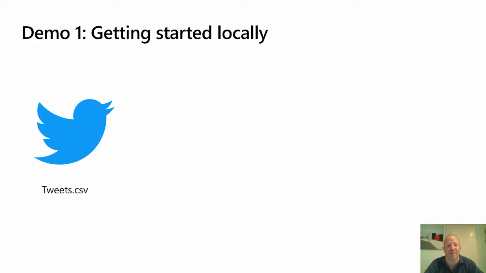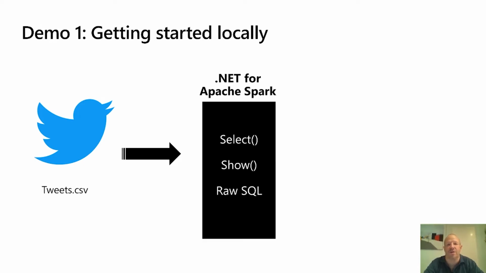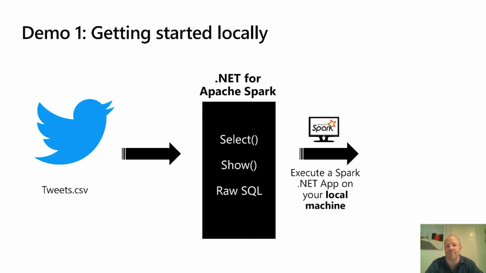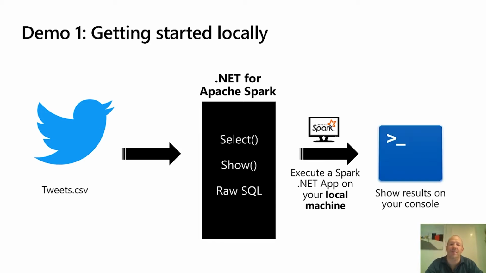So we start out with some tweet files that I have local on my machine here. I installed an Apache Spark installation locally previously. So I will now be using Visual Studio and .NET for Spark to start doing some processing. Primarily, I will do some extraction from that CSV file, do some transformation, and then show the result. I will be executing this locally on my machine, I will show you how I'm doing that, and then I will show the result on my console. So let's switch over to my Visual Studio.